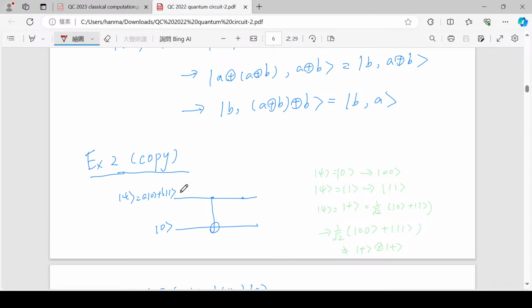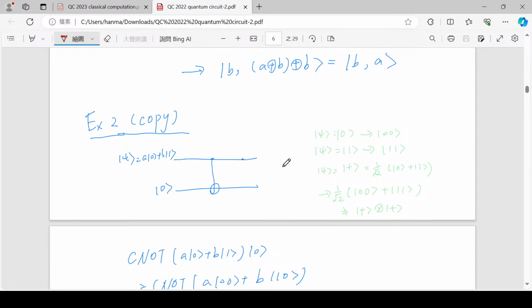So we have some state psi equal to a0 plus b1. And let's see what happens when you CNOT it into the 0 state. As we say, in classical computation, it's copying. So if you have 0 on the first qubit, it will become 0,0, and 1 on the first qubit, it becomes 1,1. Because you add 1 to the 0 and it becomes 1.